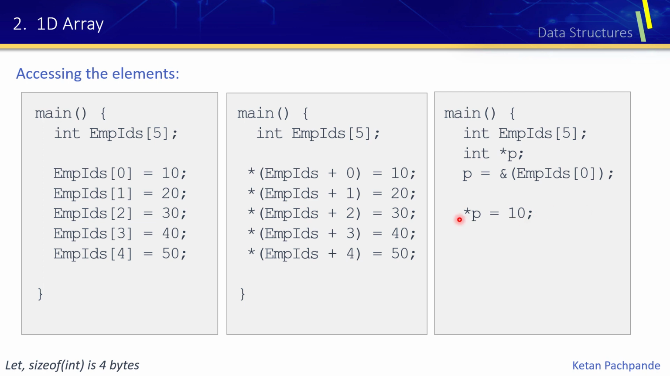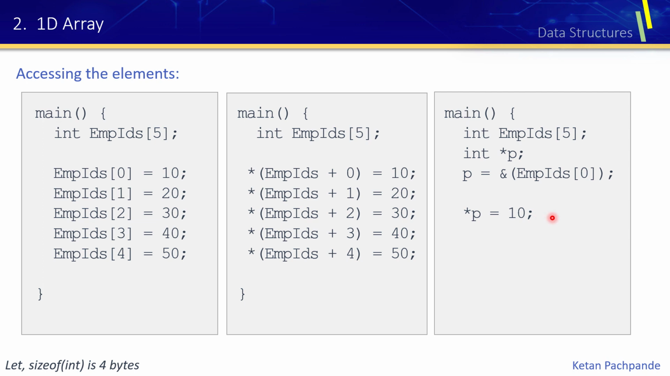This statement, value at p is equal to 10, is similar to this statement here, employee ID is 0, similar to employee ID with square bracket 0. So all these three statements are the same.